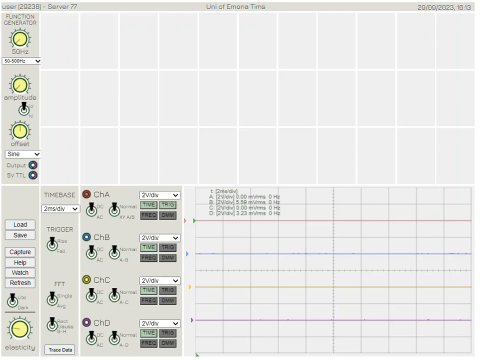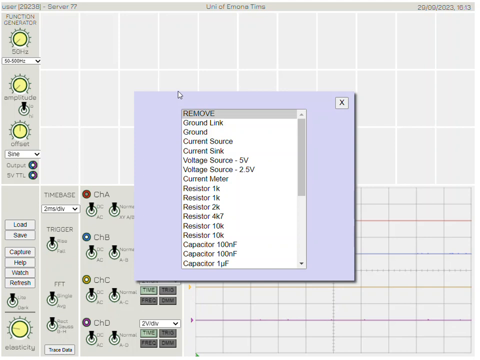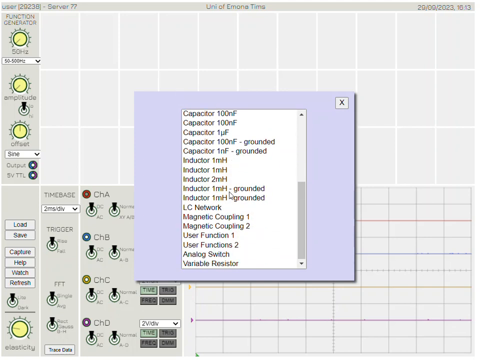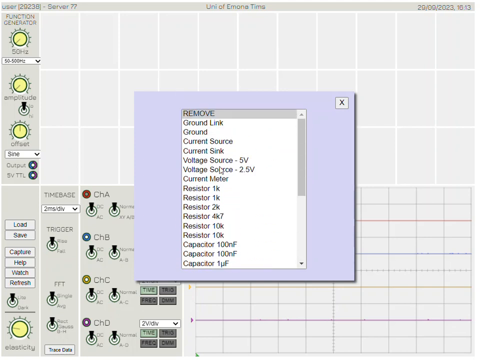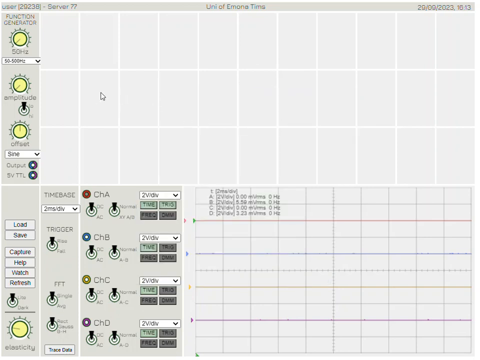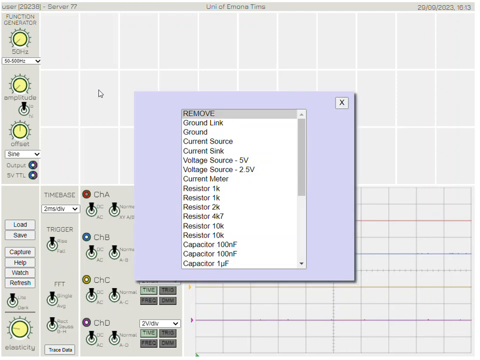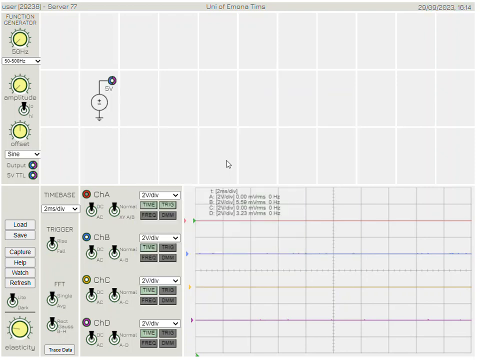Let's say you're new to this system and you want to do something basic like measure a resistance. If we click on one of the blocks, you can see you have a variety of components that you can place on the board. So let's just start off over here. We have a voltage source, 5 volts.